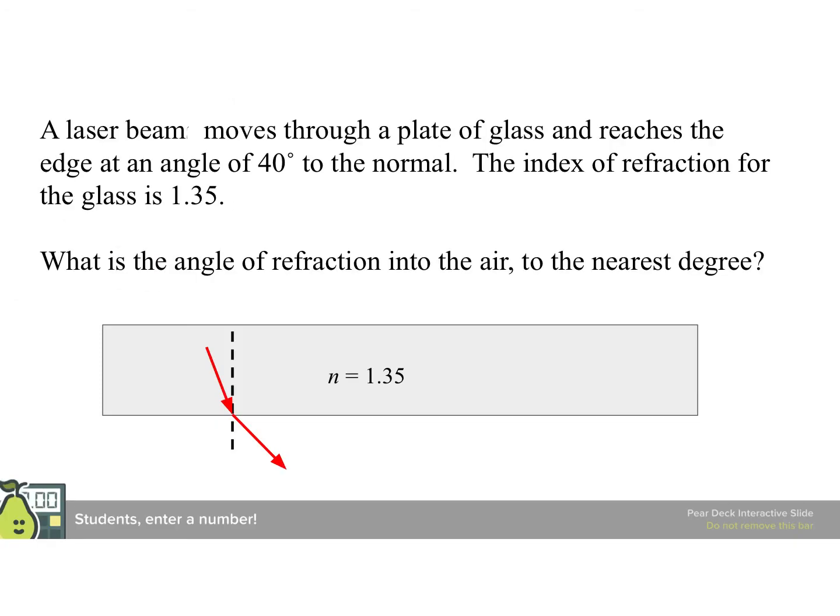A laser beam moves through a plate of glass and reaches the edge at an angle of 40 degrees to the normal. The index of refraction for the glass is 1.35. What is the angle of refraction in the air to the nearest degree? So here we're given that this is 40 degrees, and we'd like to know what is that.